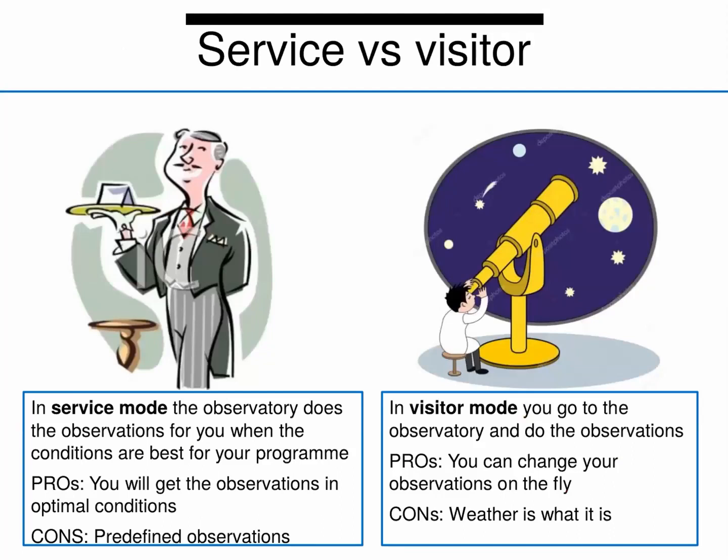There are basically two modes of getting observations. One is service mode, where the observatory does the observations for you, or visitor mode, when you go to the observatory. In service mode, you get observations that are predefined. You have to plan them beforehand, tell the people what you want, and then they will execute them when the conditions are right for your observations. So you get observations in perfect conditions done by people like me. I observe for other people. That's part of my job. And in visitor mode, you can change the observations on the fly, but the weather is what it is. So both of them have pros and cons. And of course, it's nice to travel sometimes to observatories and see how things are done.